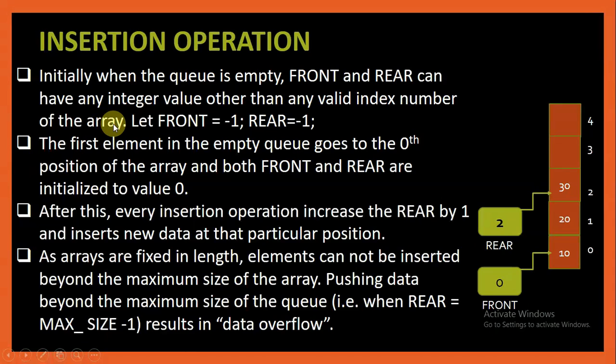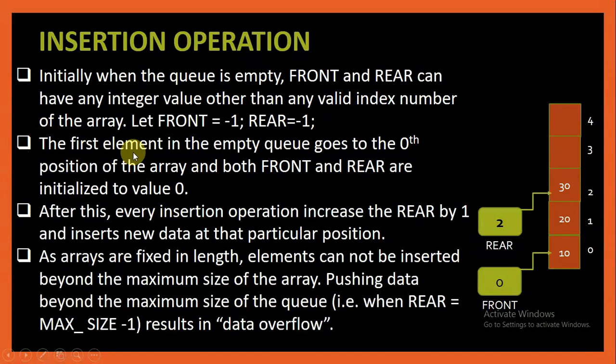So you know the index number of the array starts from 0. So you can give front and rear any invalid index number, like you can initialize them by any negative number. Here we have initialized them by value -1. You can see here front is -1 and rear is also equal to -1.